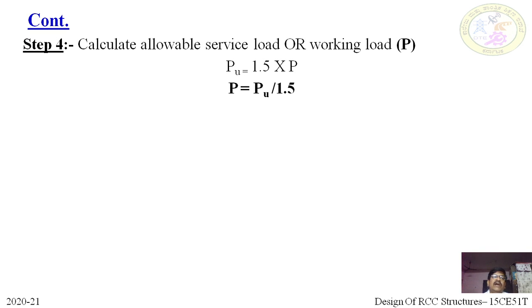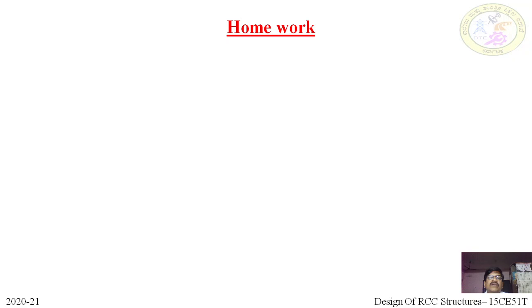Next, load allowables. Calculate allowable service load or working load, that is PU equal to 1.5 multiplied by P. Therefore P equal to 1125.78 divided by 1.5, that is 750.52 kilonewton.